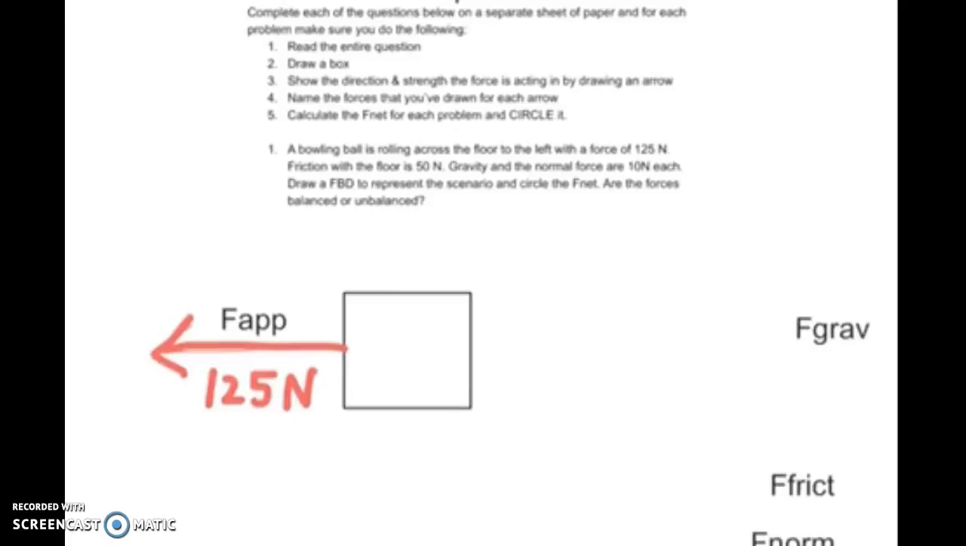Next part of the question says friction with the floor is 50 newtons. For this, we're going to draw a vector the opposite direction of applied force, 50 newtons, and then we are going to label it with friction. One important thing to remember is that friction always works in the opposite direction of applied force. So it's important that you don't draw your friction arrow coming from the bottom of the box.